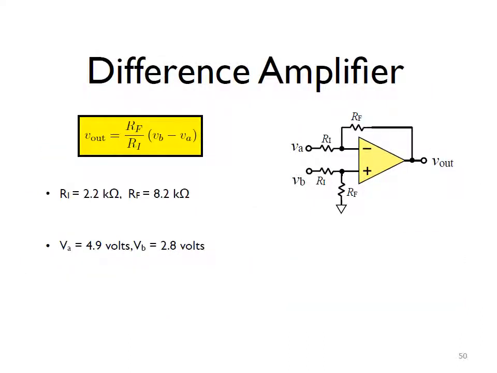So again, same equation as before, except for R1 and R2, we've substituted in RIs and RFs. So I'd like you to solve this one now. Pause the video, and let's see if you get the solution correct. So you should have found the solution now. Unpause the video, and we're going to look at what the answer is. Our gain equals 3.73 because 8,200 divided by 2,200. And our V out is going to be our gain multiplied by the difference between our V ins.